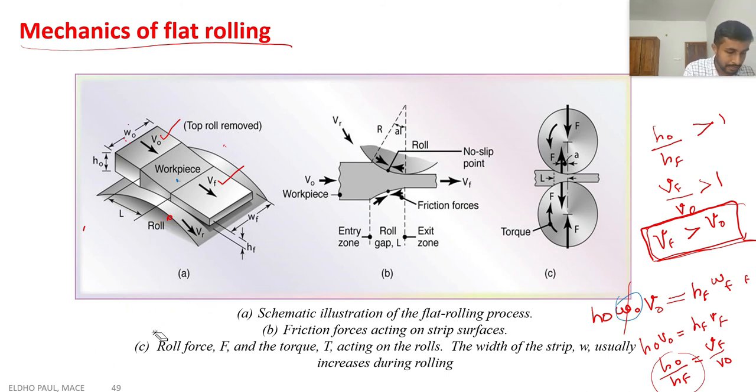Here we can see when the material is flowing in this direction, if we plot a velocity graph here, this is velocity, there will be an increase in velocity. The material initially from zero velocity, there will be an increase in velocity. When material is flowing through the rolling gap, there will be an increase in velocity. Okay. Is it clear?